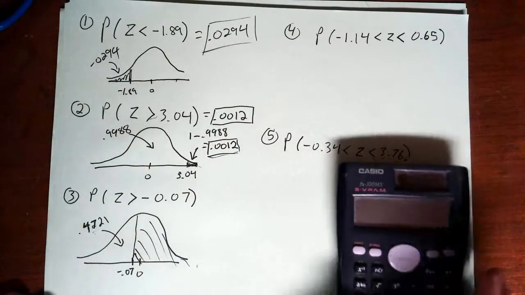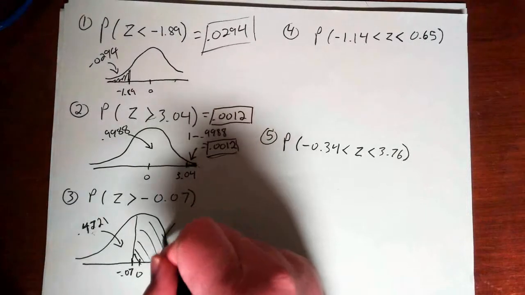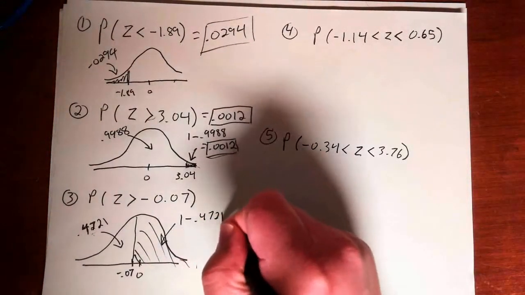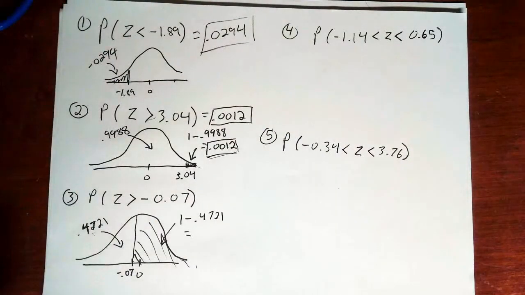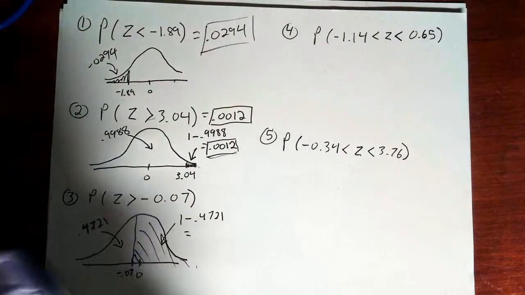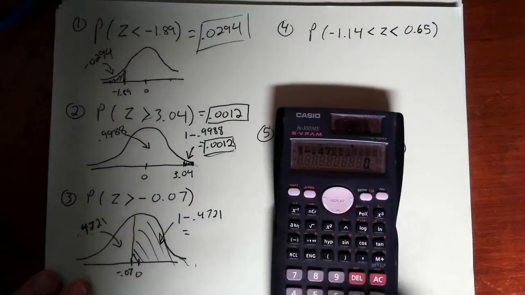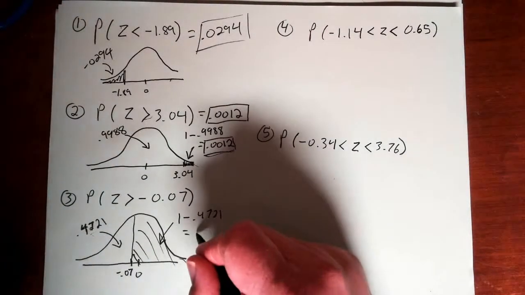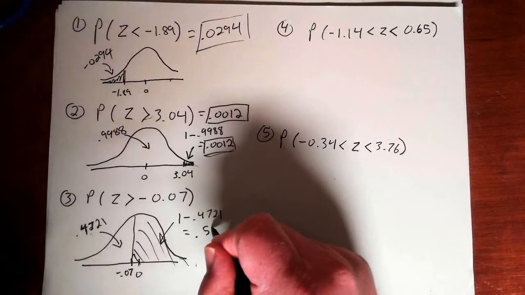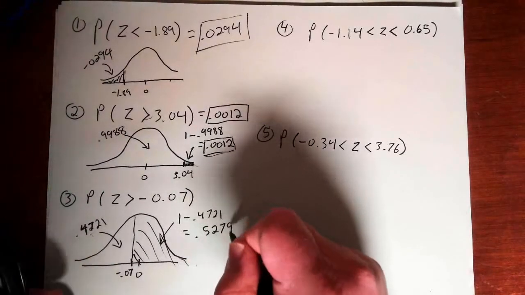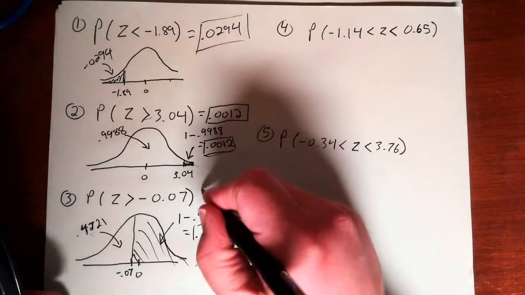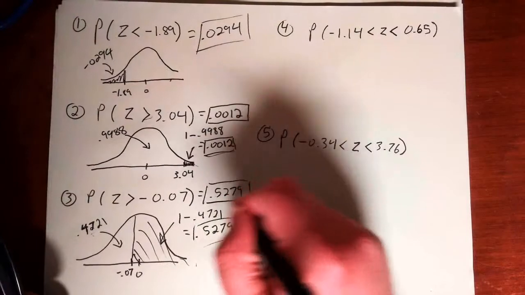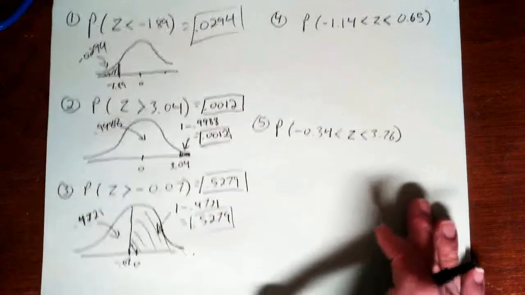So okay, so now I want this area up above, so I take 1 minus 0.4721, and I get 0.5279. That's this area, 0.5279. That's the probability. Like I said, a little more than 50%.